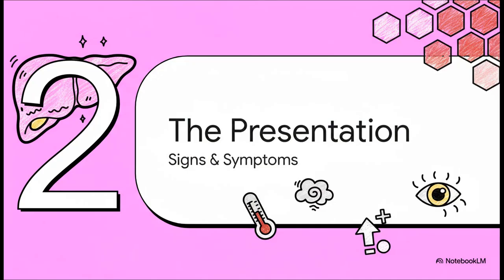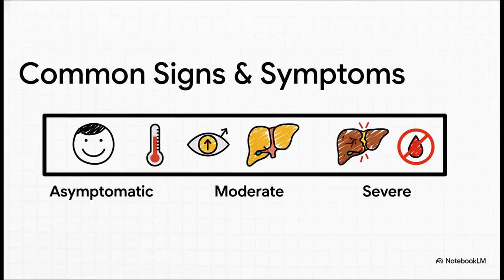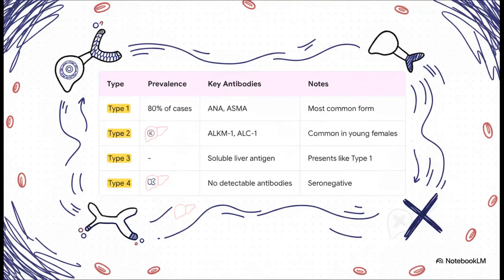Okay, so we've got the why. Now let's talk about the who and the how. How is this actually going to look when a patient walks into your clinic? And here's a huge clinical point. The presentation of AIH is all over the map. It's a huge spectrum. On one end, you might have a patient who is completely asymptomatic, and you only catch it because of some weird lab results. In the middle, you get those more classic symptoms, a little fever, jaundice, maybe an enlarged liver and spleen. But on the far end of that spectrum, you can see someone in full-blown acute liver failure, or with chronic problems like bleeding issues.